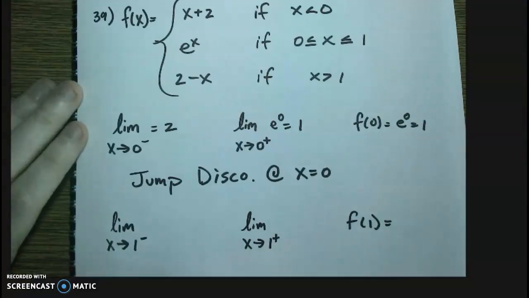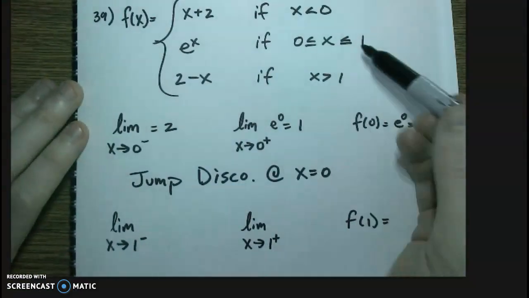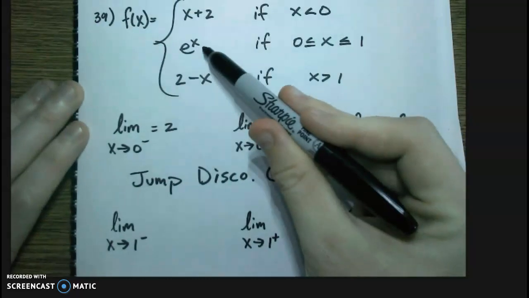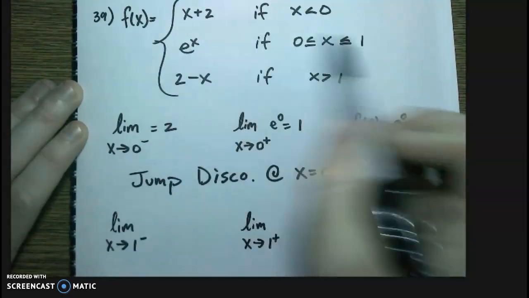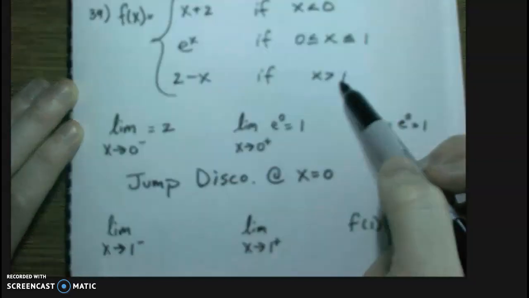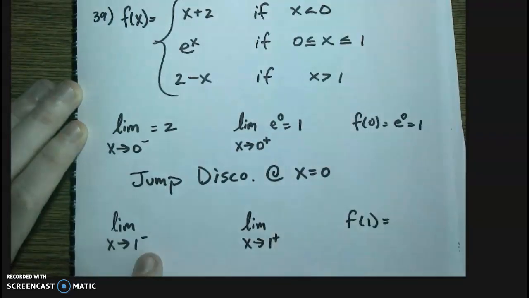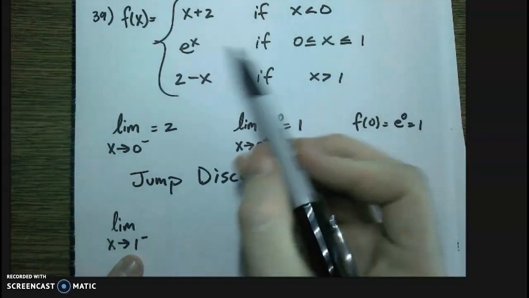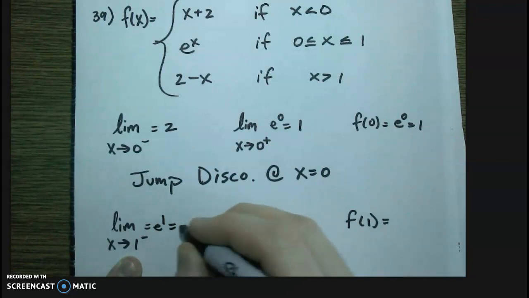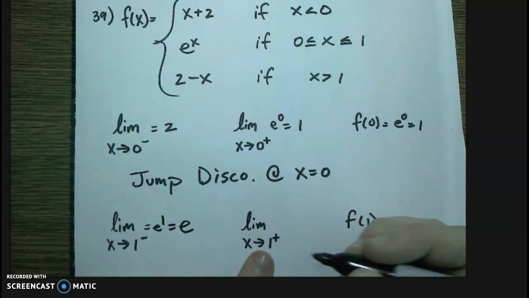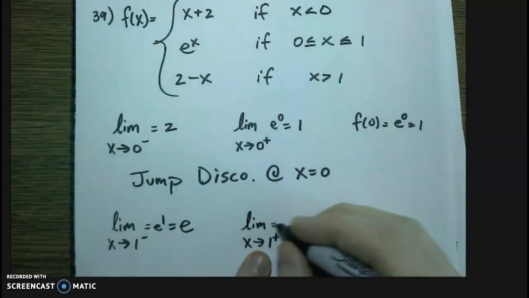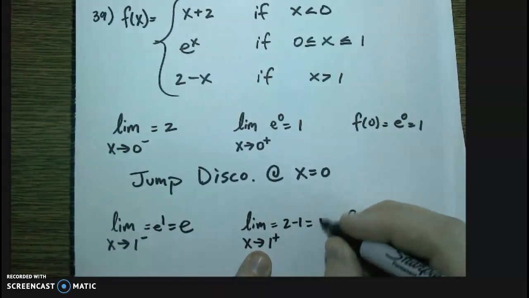Let's consider limits at 1. So we know that there's two pieces broken at 1. Got a piece here and a piece there. So this piece is when the x's are less than 1, so to the left. This piece is when the x's are greater than 1, so to the right. So if I want to find my limit to the left of 1, I would plug in 1 to the left piece, which is going to be e to the 1, which equals e. If I want to know what happens on the right, I plug it into the right piece, which will be 2 minus 1, which is 1.